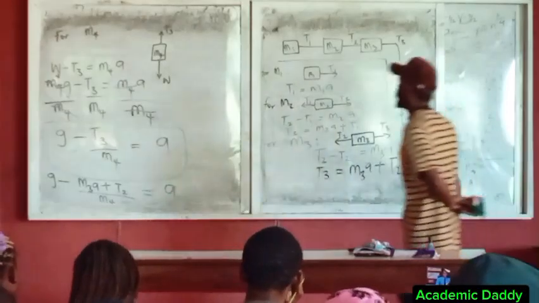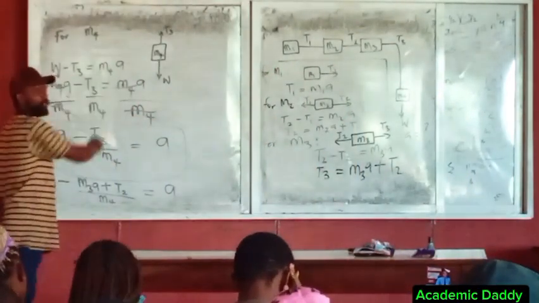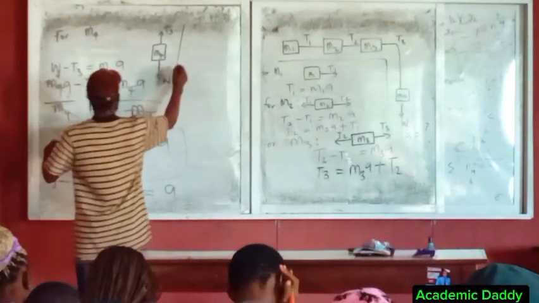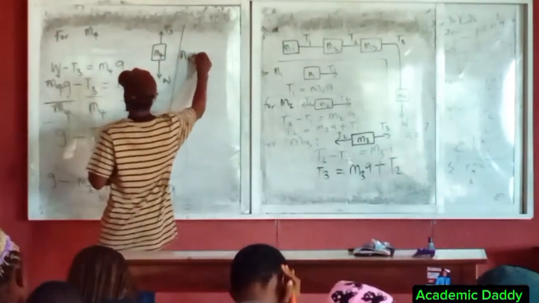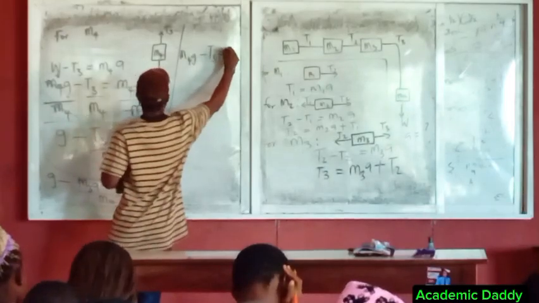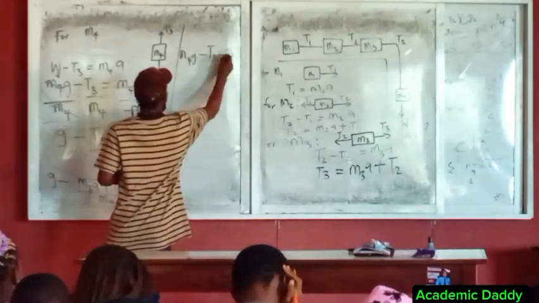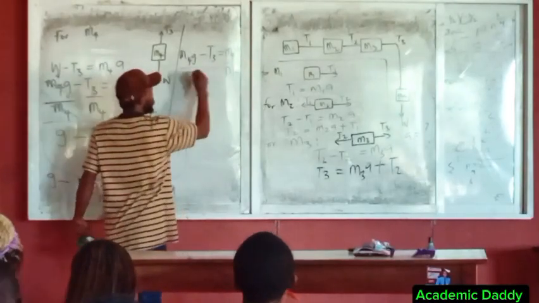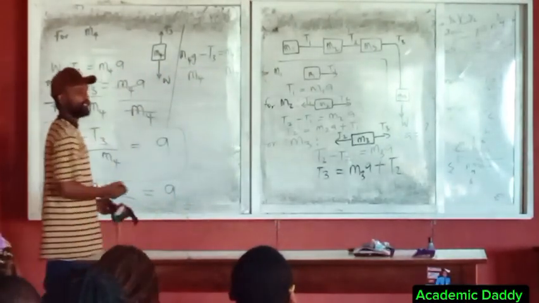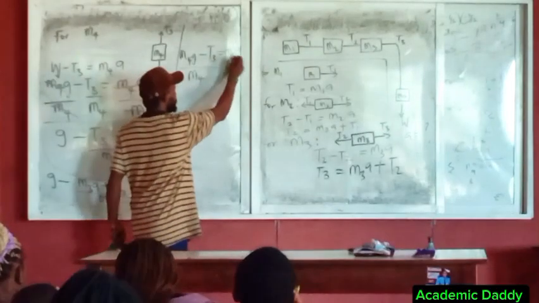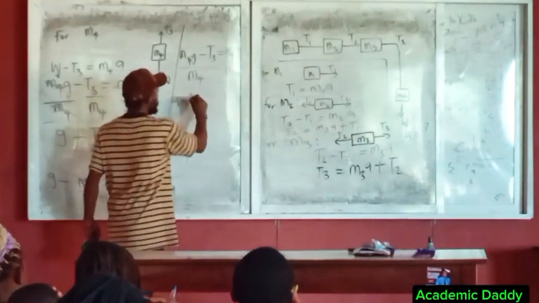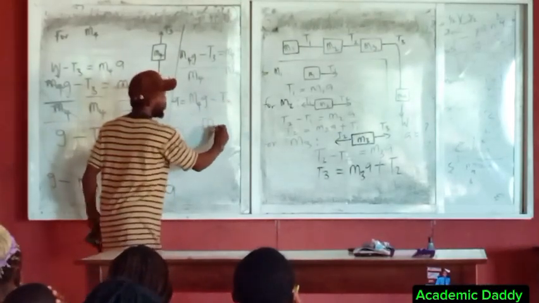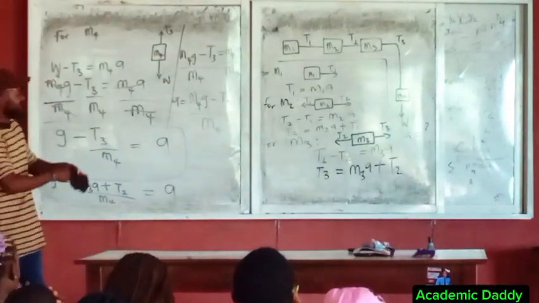Okay, you got confused from here. But let me show the step that is making you get confused. If I have m4g minus T3 equals m4a, then I want to make a the subject of the formula. We say divide both sides by the coefficient of a, which is m4. Is it not true? If I divide this, a will be the same as saying m4g minus T3 over m4. Is it not true? I can leave my answer like this.